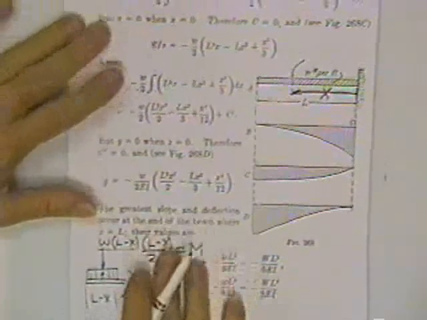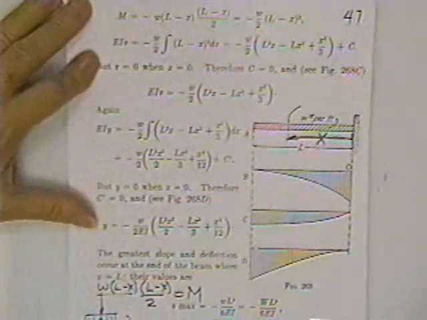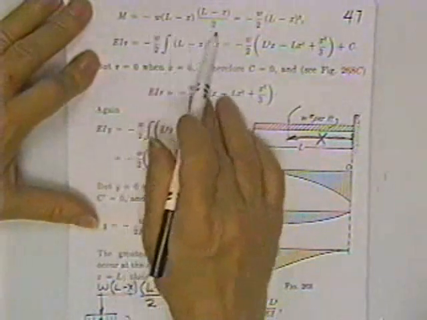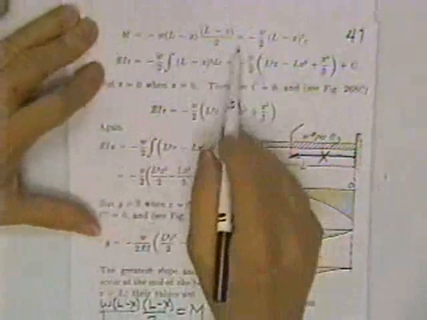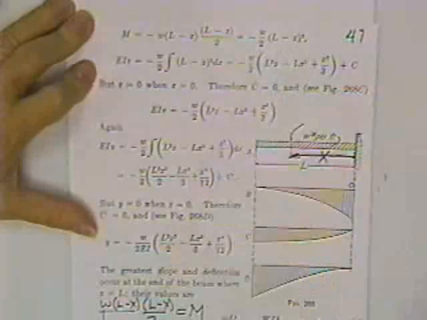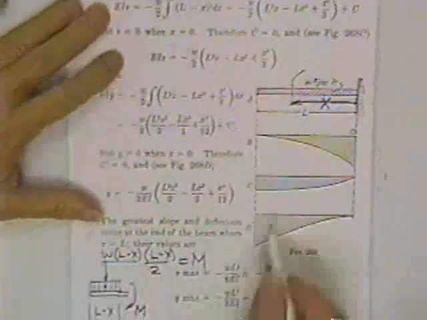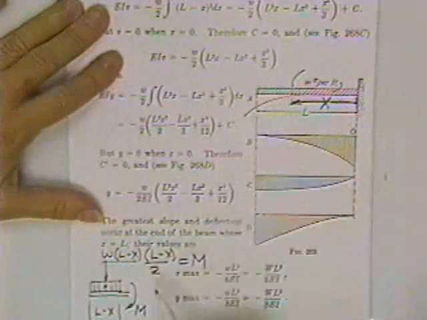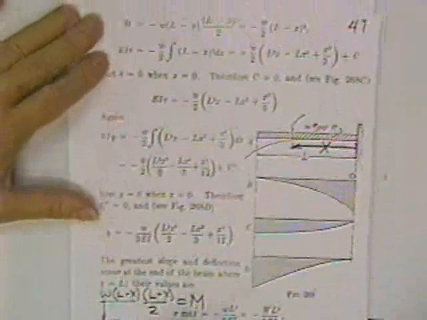The reason he's doing that is in order to use this integration technique, he has to have the moment in equation form. So here you see, same thing we did, and he works it out and it gets minus W over 2 times L minus X squared. The reason he puts a minus on it is because the beam is going down in the shape of a frown, therefore it's a negative moment, and so he just brings the minus sign along with it.